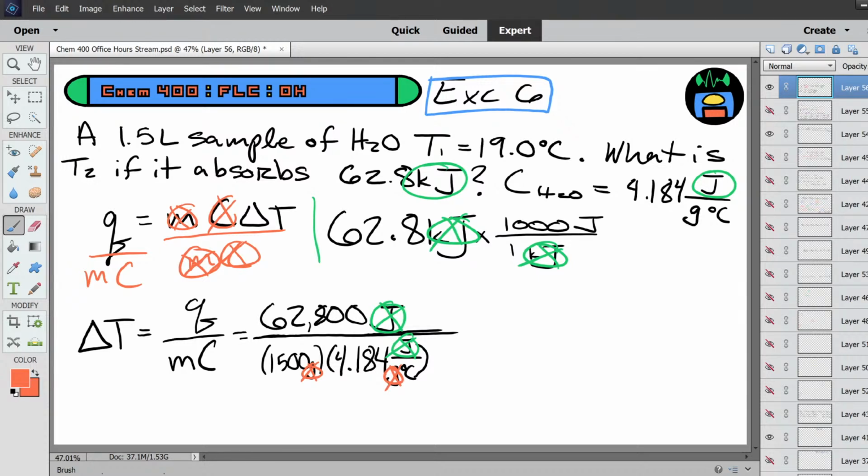So 62,800 divided by 1,500 divided by 4.184 comes out to be 10.00633735. Units are degrees C.